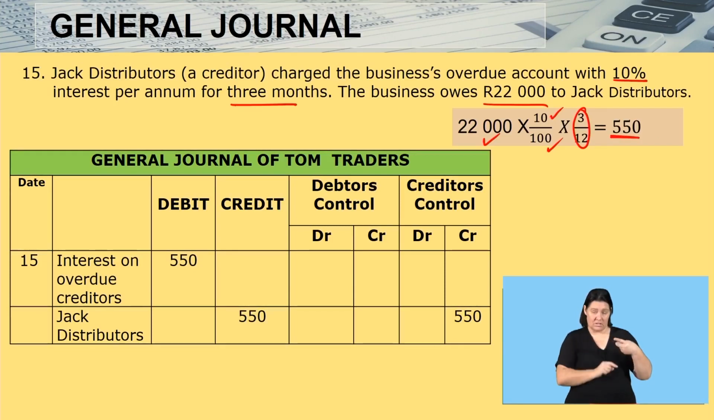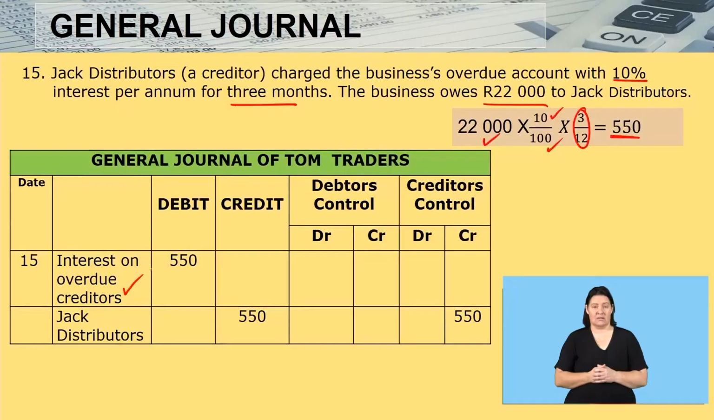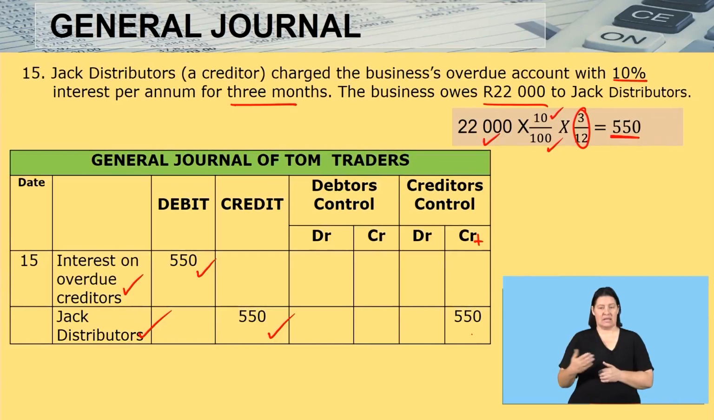2 accounts must be involved. The first account is the interest. You have to understand that this is interest we're going to pay, so it becomes interest expense, and interest expense is debited. So you have interest on overdue creditors on the debit side, 550. Expenses are debited. And then we're going to credit now our creditors, who is Jack Distributors. We credit. Once we credit our creditors, which is Jack Distributors, it's going to increase our creditors' control. And you see, on the credit side, 550 is going to be added.